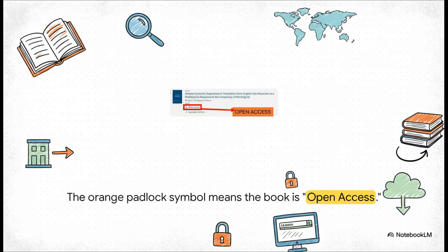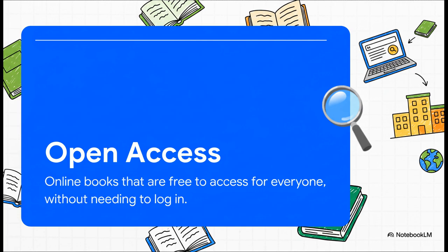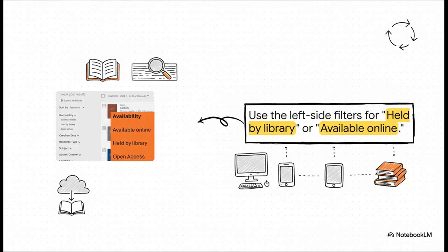Now, keep your eyes peeled for this little guy, the orange padlock symbol. This is a special one. It means the book is open access. So what is open access? Well, just think of it like a book that's totally free for the entire world to read. No login required. You don't even have to be a student. You literally just click and start reading. It's awesome.